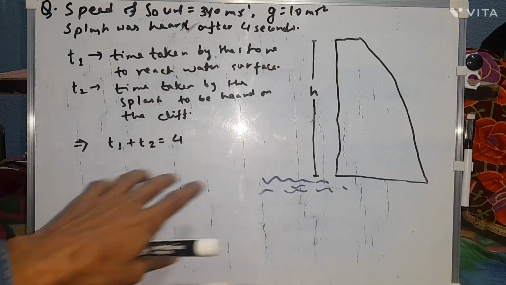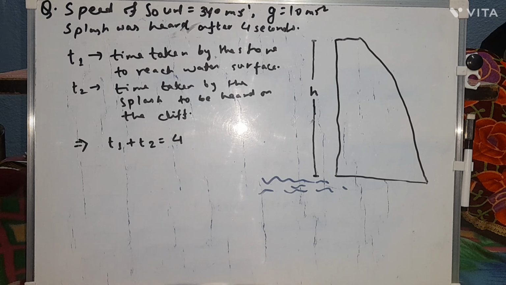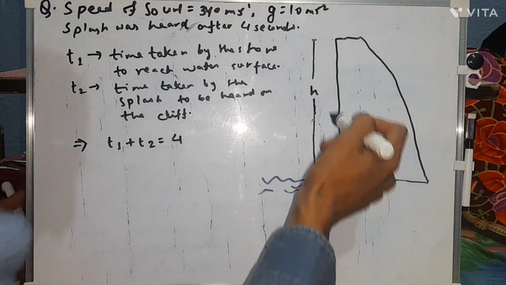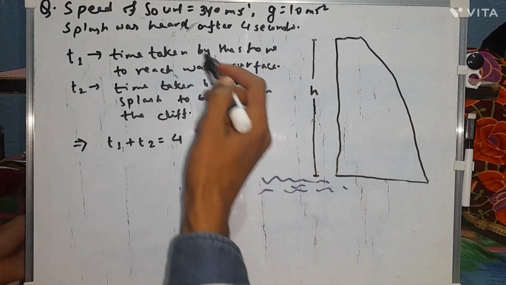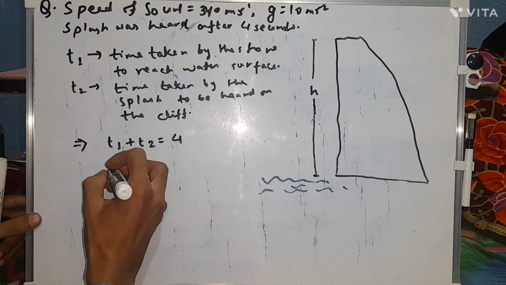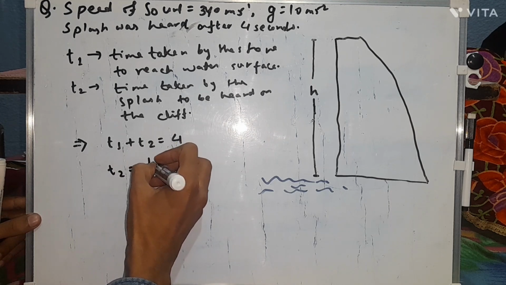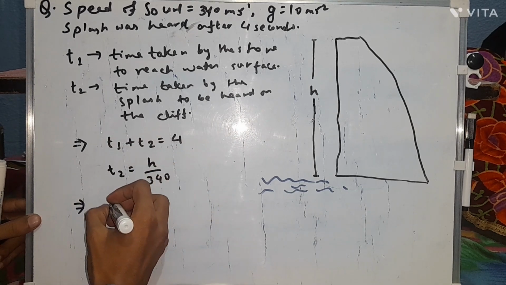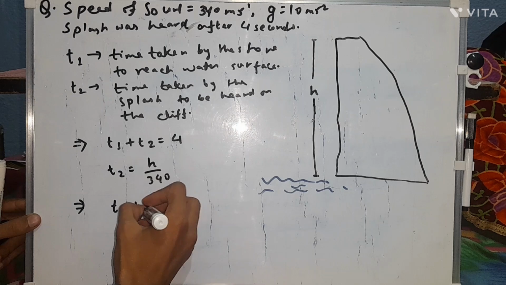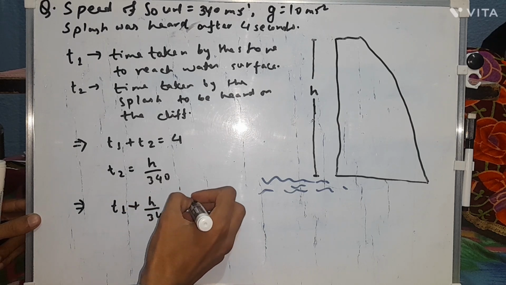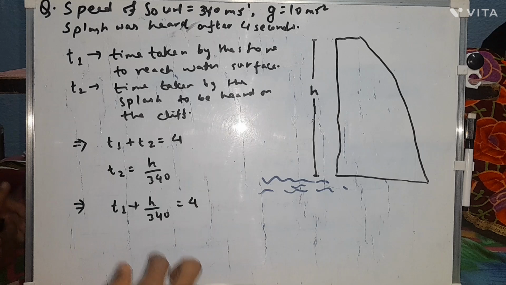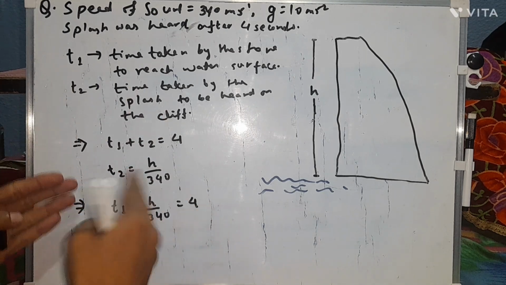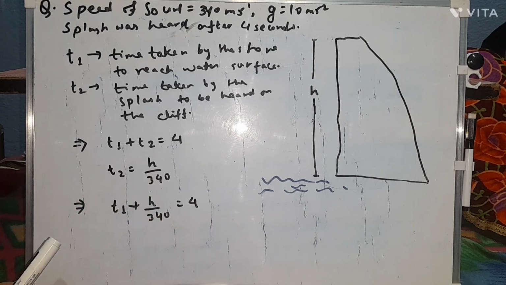And we know that the total time is given as 4 seconds, so we can write T1 plus T2 equals 4 seconds. We also know that time is given by distance upon speed. So the distance which needs to be covered is h, and the speed in the case of sound is 340 meter per second. So we can write T2 equals h upon 340. Now this relation changes into T1 plus h upon 340 equals 4 seconds. Next we will try to make this relation into an equation so that we can solve it and get the value of h.